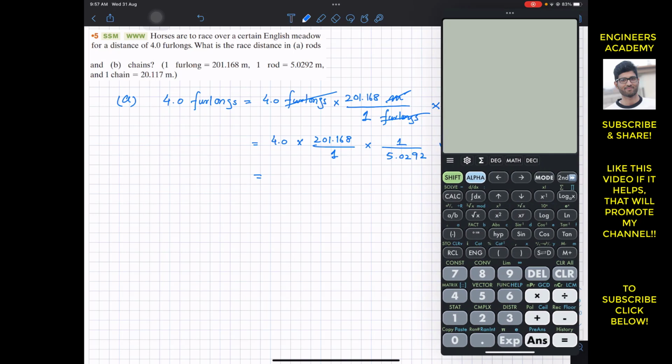So now let's multiply this. This is 4 multiplied by 201.168 divided by 1, multiplied by 1 divided by 5.0292. So this gives us 160. So 4 furlongs is equal to 160 rods.